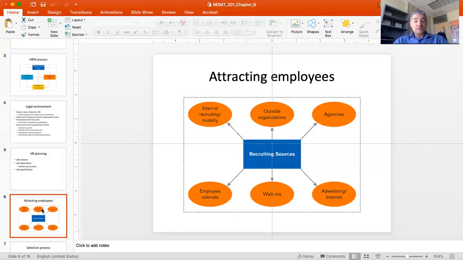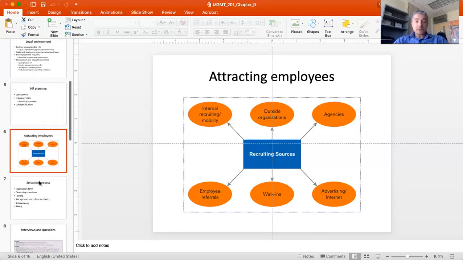So basically, those six are the main recruitment sources. Again, the main one is employee referrals. That's where most organizations get their people from. Internal mobility, internal recruitment is a good one because it helps with motivation. But there's a plethora of methods, plethora of places you can go to hire people.